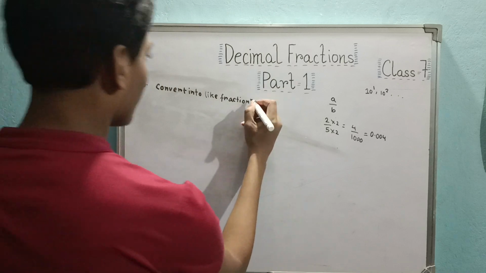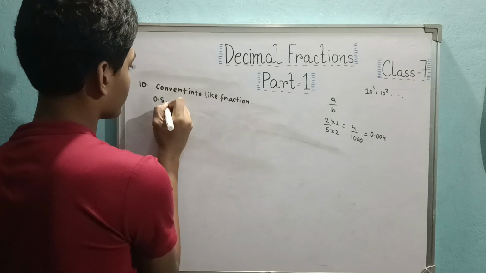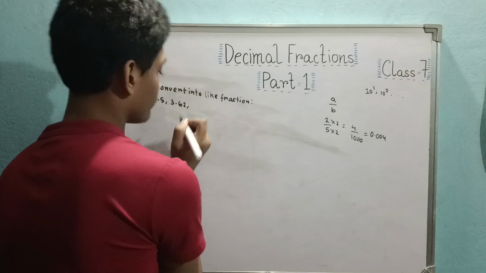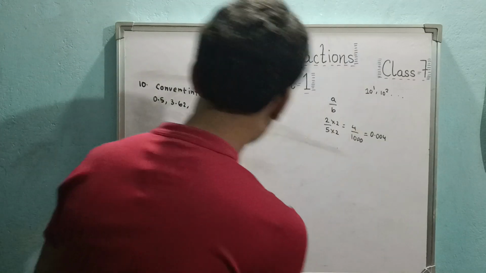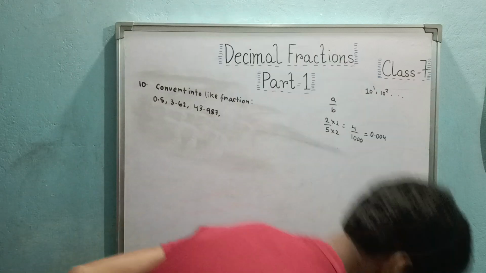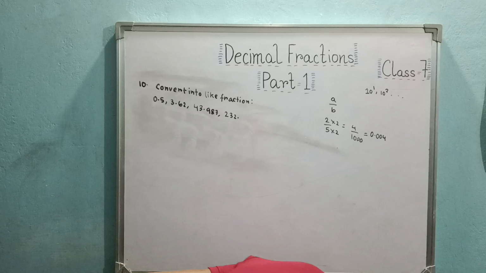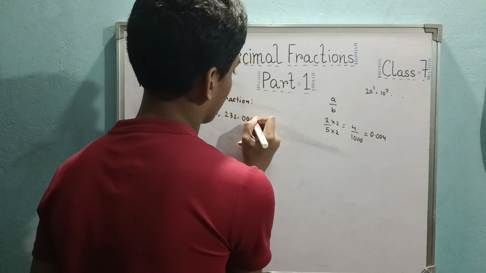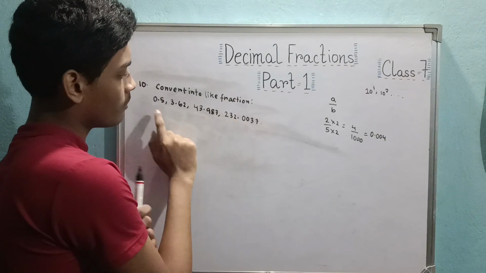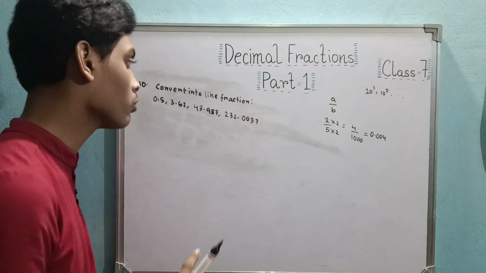So converting to like fractions, I will explain how to do that. Now you will see the use of zeros. 3.62, 43.987, comma, 232.0037. So they are telling us we have to convert these 4 decimals into like fractions. I'm telling you how to do that.